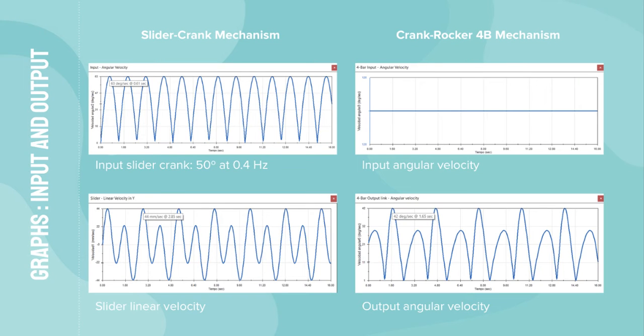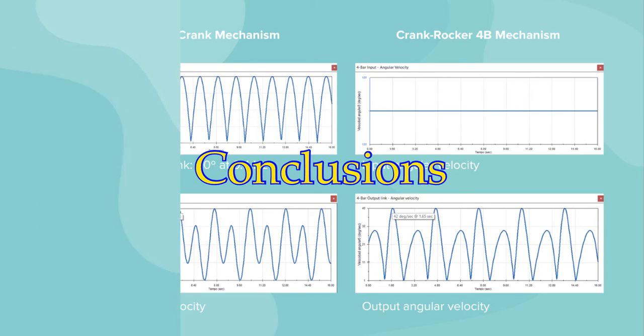And we also put here the graphs of the inputs and outputs. As an input in the slider crank, we have the oscillating motor, and in the crank rocker, we put a rotary motor with a constant velocity. And in both cases, we got an oscillating motion as an output that resembles the results we got in Tracker.